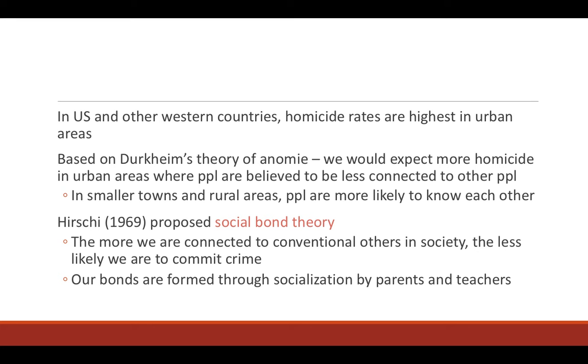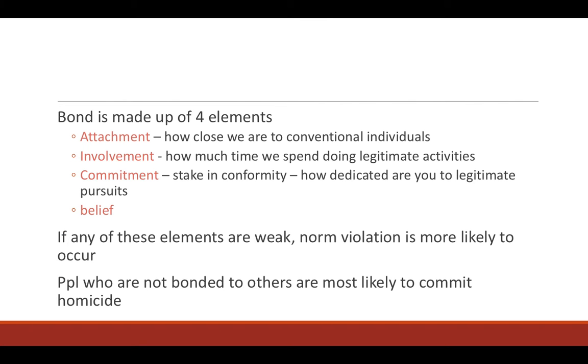In 1969, Hirschi proposed social bond theory. The more we're connected to conventional others in society, the less likely we are to commit crime. And our bonds are formed through the way we're socialized by parents and teachers and other people that are important to us, but mostly parents and teachers. So the bond is made up of 4 elements: attachment, involvement, commitment, and belief.